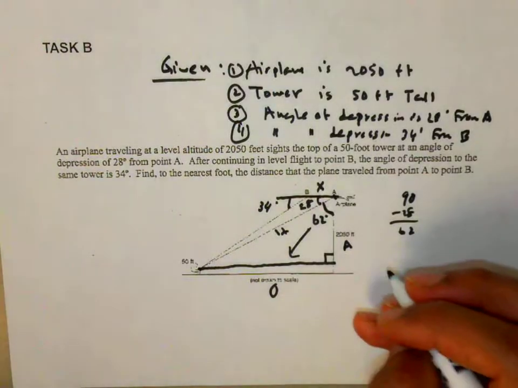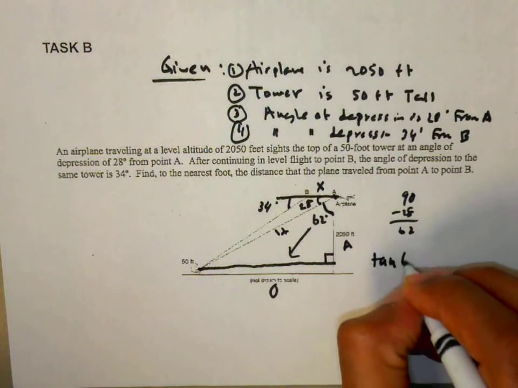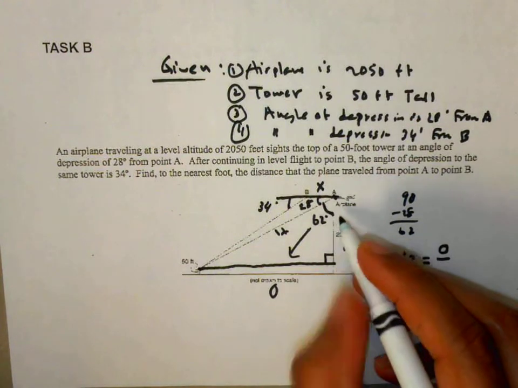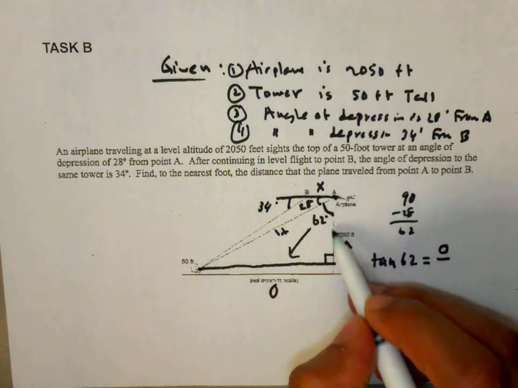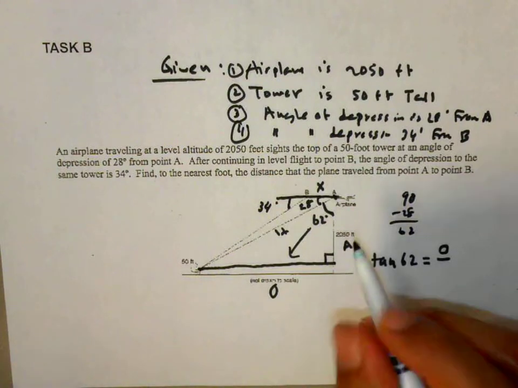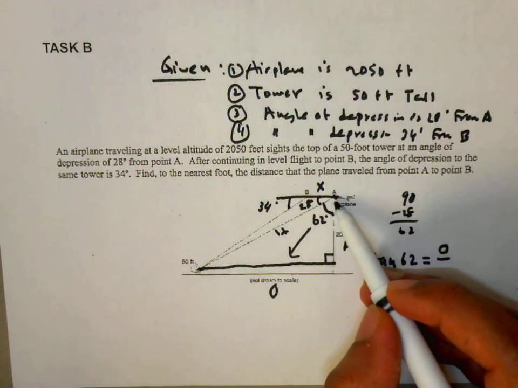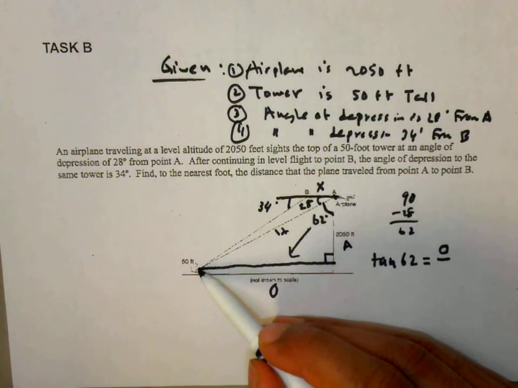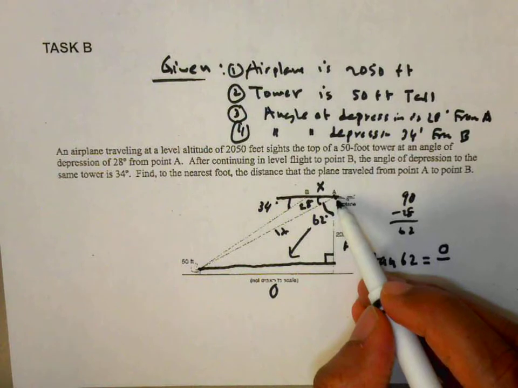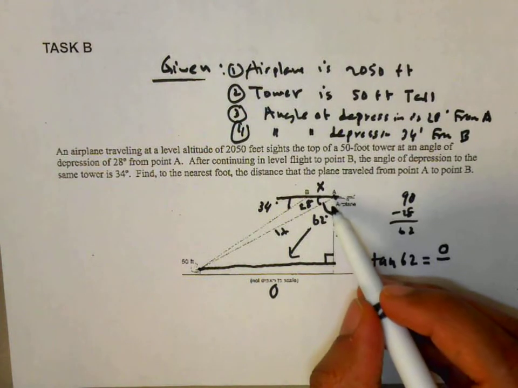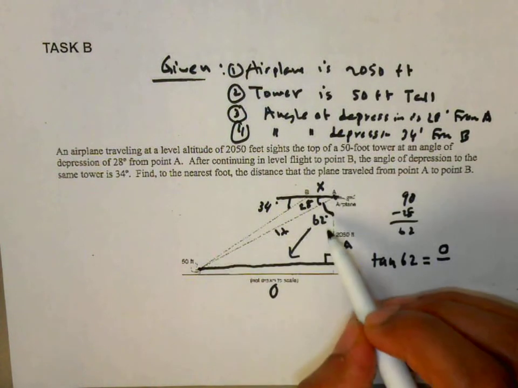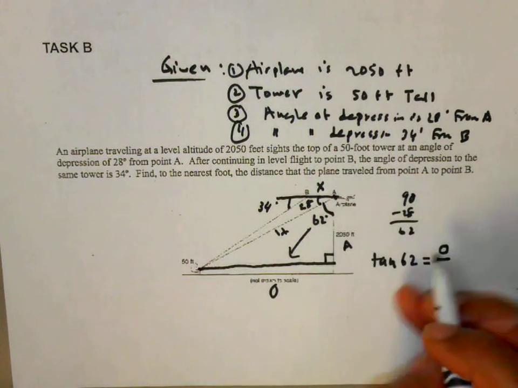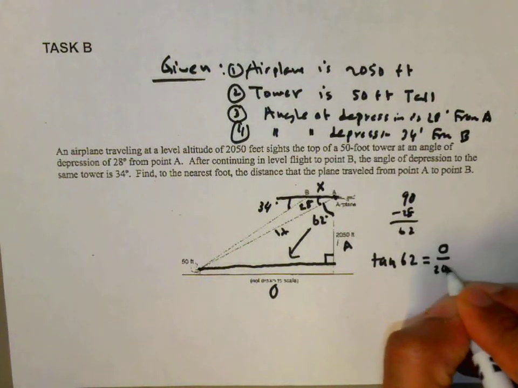So let's use that. Tangent of 62 equals O divided by A. Now, just be careful with A. For this triangle, A should be 2,000. Why? Because the plane is 2,050 feet above the ground, but we're looking from the tip of the tower, and the tower is 50 feet tall. The airplane must be 2,000 feet above the top of the tower. So A, in this case, will be 2,000.